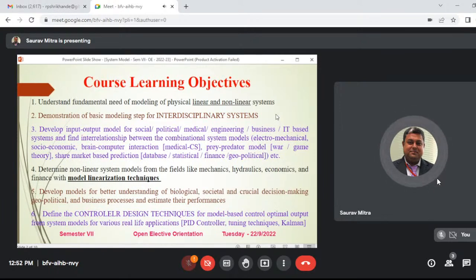The main objective of this course is to develop models for better understanding of different interdisciplinary processes, which will make our decision making easier, help us in developing business process models, and help us in estimating the performance of systems.